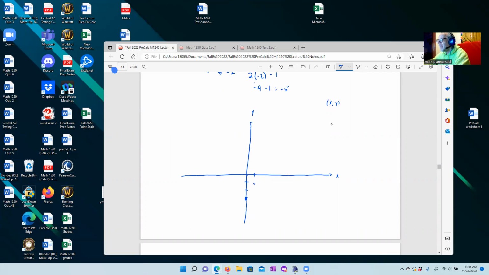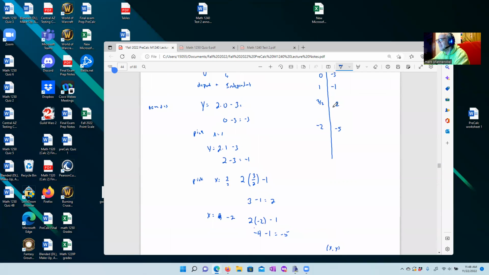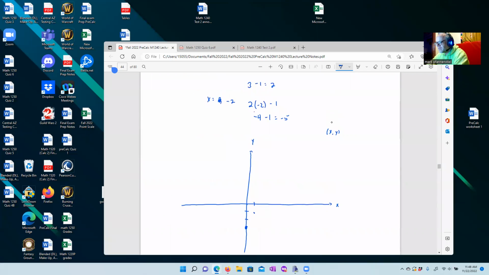Okay, and then the next point I'm going to pick -2. So we're going to go to the left. 1, 2. Now 1, 2, 3, 4, 5. Do your best to make a scale that's reasonably consistent when you're doing this. If you're going to count by 1s, that's fine. If you're going to count by 5s, that's fine. But try to make something that's reasonably consistent.